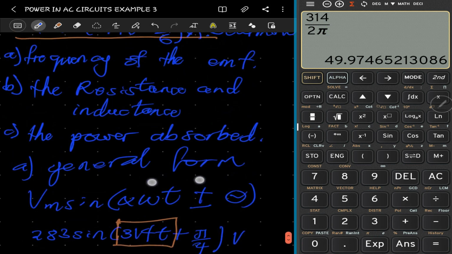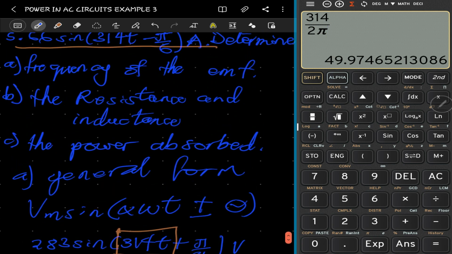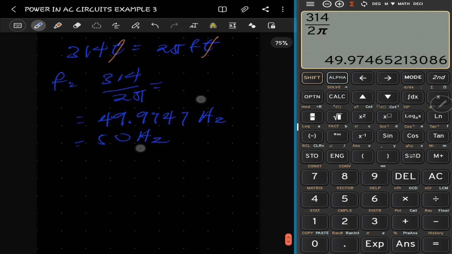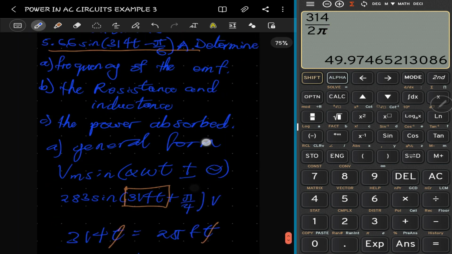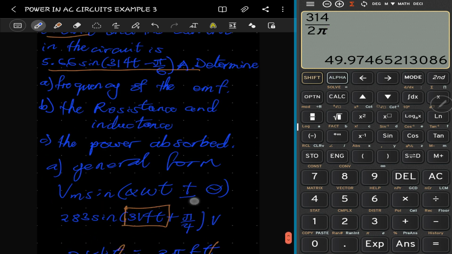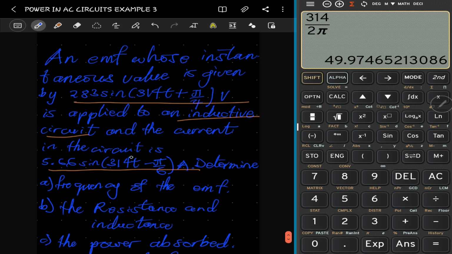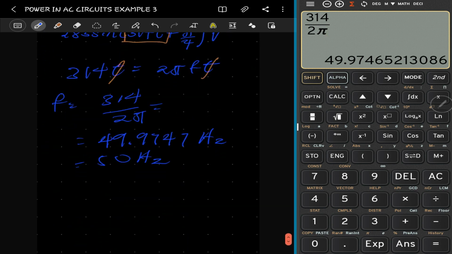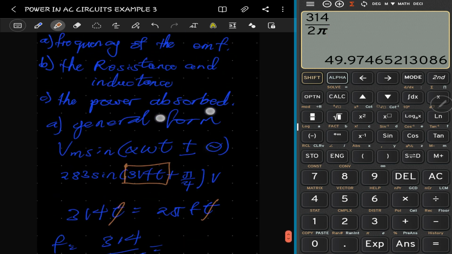The next thing for us to find is the resistance and the inductance. You have to find both of them. Looking at the circuit, you see that it's inductive, and because it's inductive, there will be some resistance there as well. So we are dealing with a circuit of this sort, where we have an inductor and a resistor. These two are what we are considering.